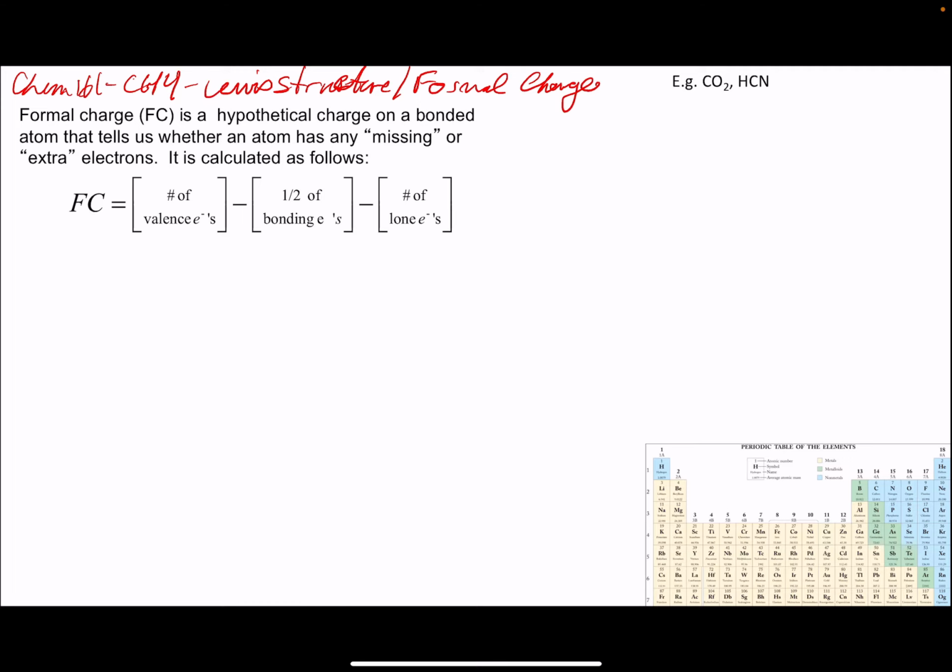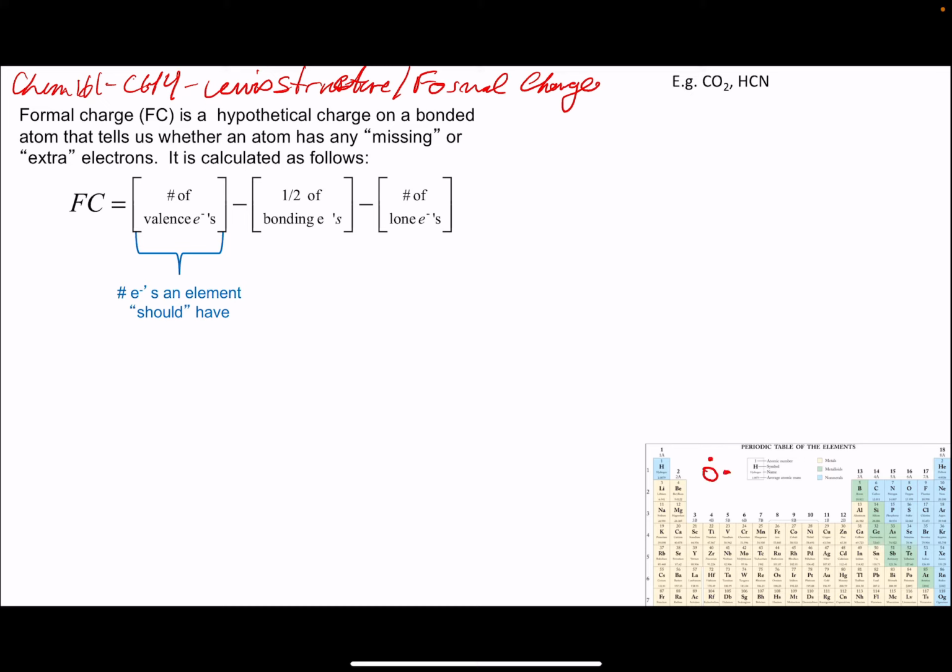So we have the concept of a formal charge, sometimes abbreviated FC. It's a hypothetical charge on a bonded atom that tells us whether the atom has any missing or any extra electrons. Okay, so that idea follows with the equation below. The first piece of the formal charge calculation is an estimate for the number of electrons an element should have. We get that by simply stating the number of valence electrons. Okay, and this represents what you would have for a neutral atom if we did a Lewis dot structure.